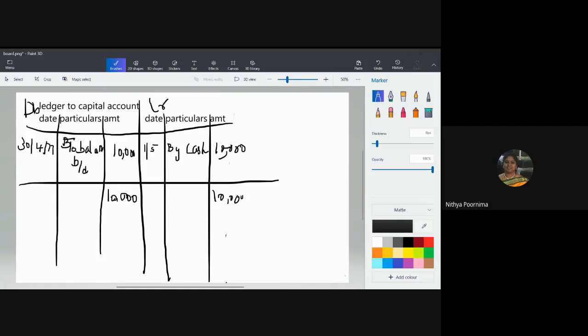Now, can you tell me what are the rules of accounting? One important rule: we have three types of account. One is personal account, one is real account, one is nominal account. What is the rule for the personal account? Debit what is received, credit what is given. Debit the receiver, credit the giver. Very good.